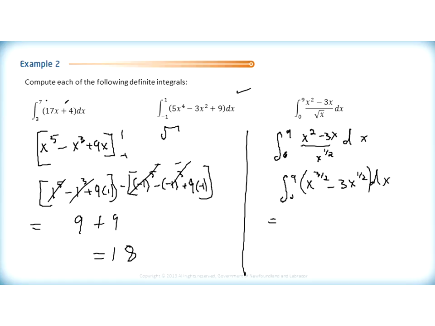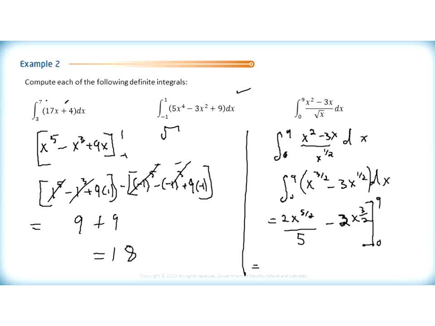And when I do that, I have to increase the exponent by 1. So it becomes x to the power of 5/2 divided by 5/2, or times 2/5. And then I have to subtract 3 times x to the power of 3/2 multiplied by 2/3, so the 3's will cancel and just give me a 2 there. And then all of that, and you can just use one bracket if you like, or a straight line. And I'm going to evaluate from 0 up to 9.